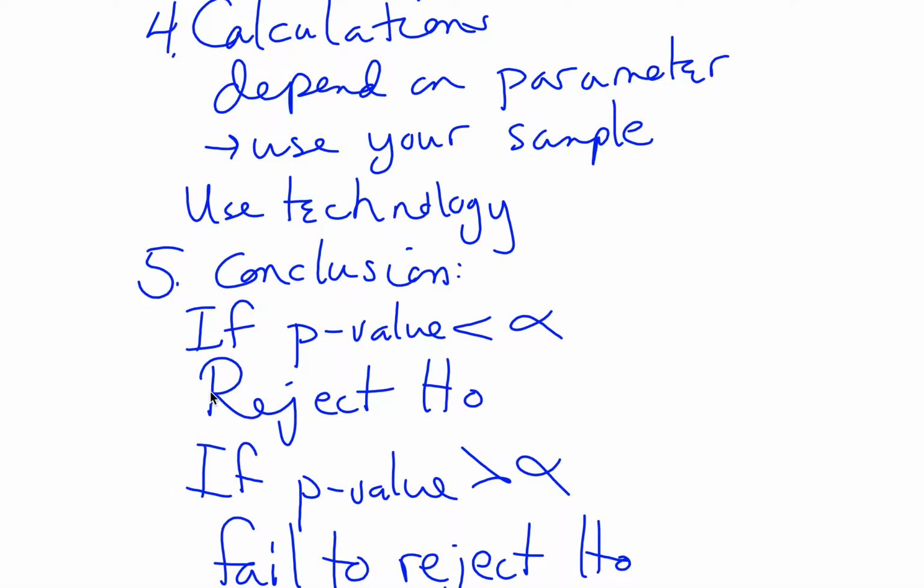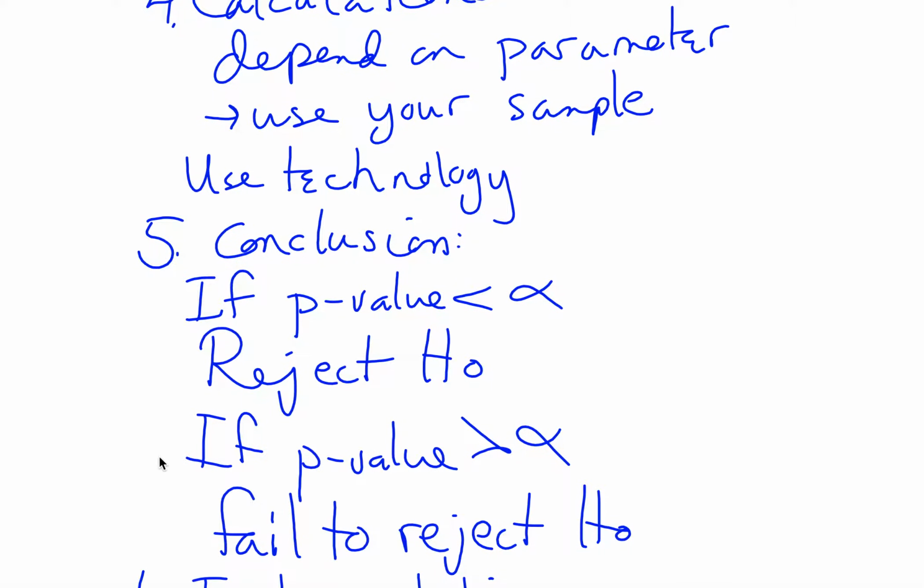That's because it means you got an unusual thing happening. If your p-value is greater than alpha, which means you didn't get an unusual thing happening, then you fail to reject H0. We never say we accept H0. If you were going to accept H0, you wouldn't have done the hypothesis test in the first place. So you always want to say you fail to reject H0 because you really wanted to, but you couldn't.